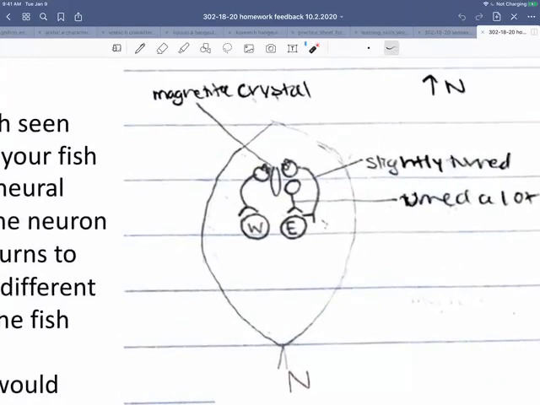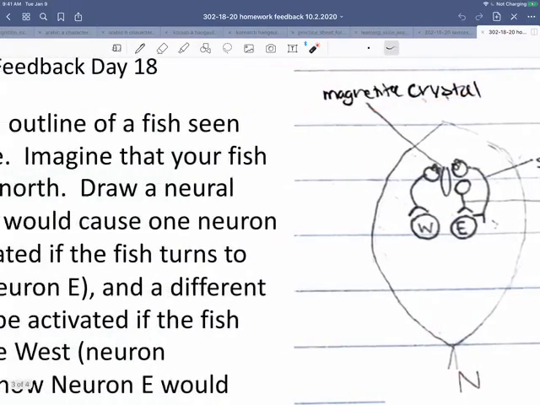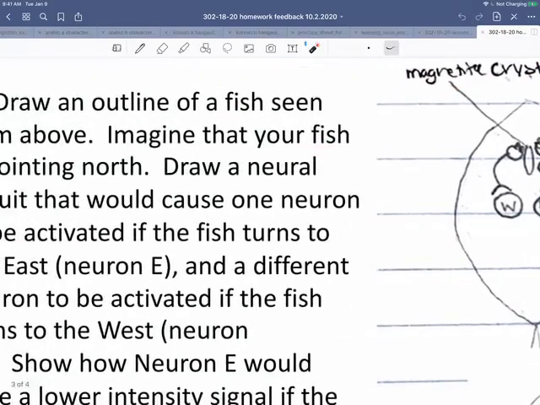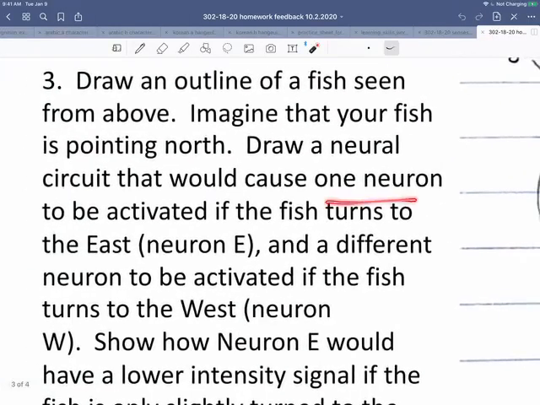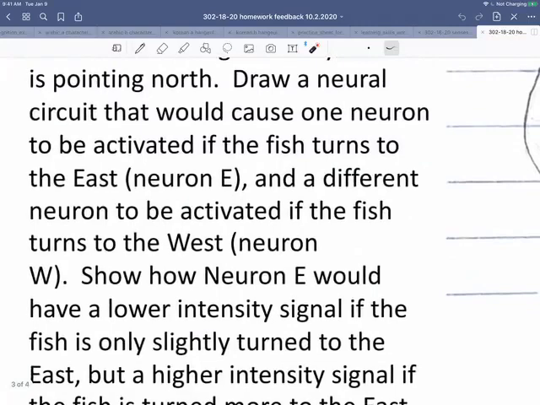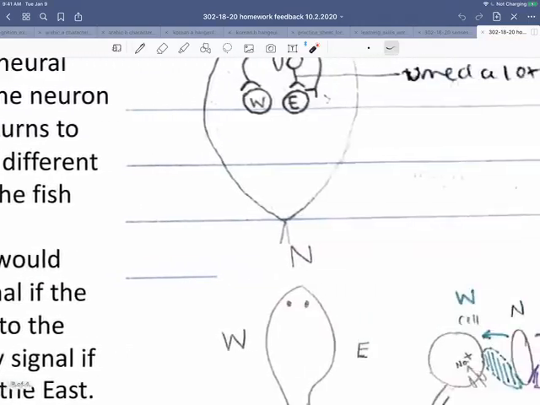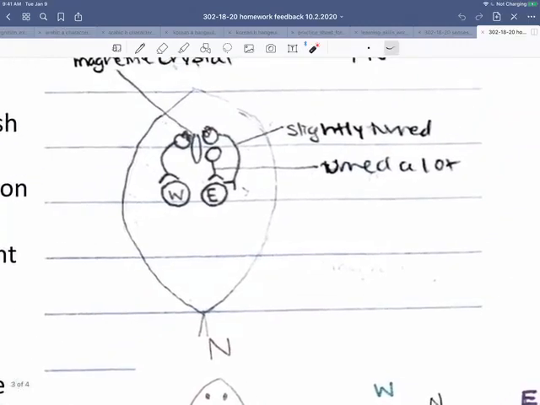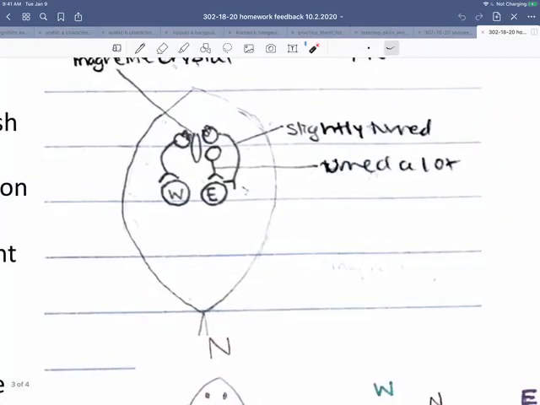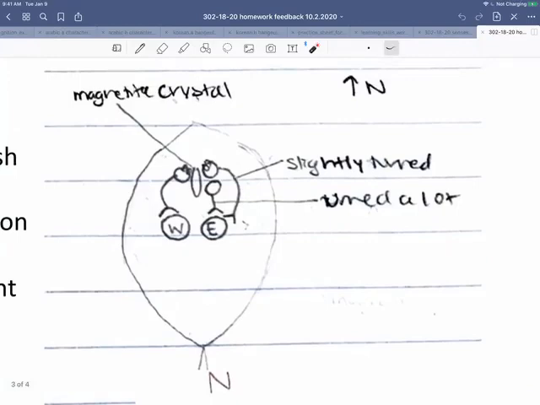The simplest sketch that I graded was this one. I liked it quite a bit. Here's the magnetite crystal where we want a fish, and when it's pointing north, we want a neural circuit that would cause one neuron to be activated if the fish turns to the east and a different one if the fish turns to the west. I really wanted a magnetic circuit, but some people just graded it with the fish pointing north, it happened to be pointing north, and if it turned left, it signaled one thing and right another. But this is what I had in mind.